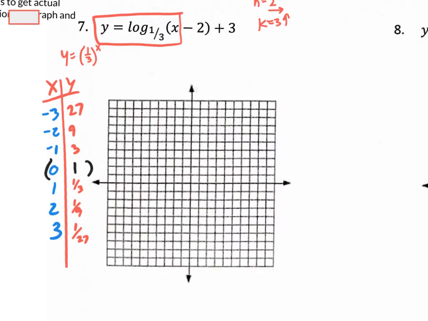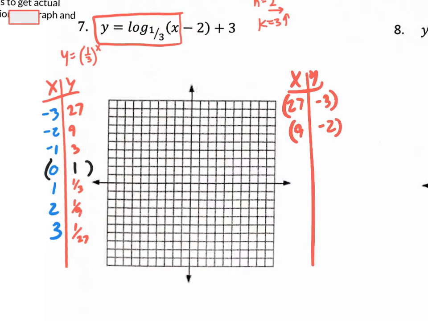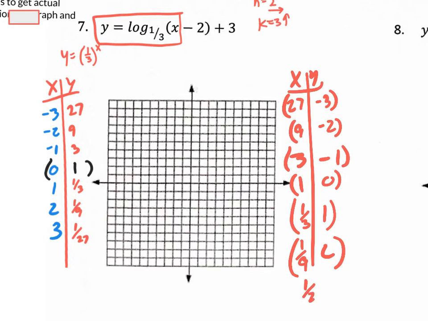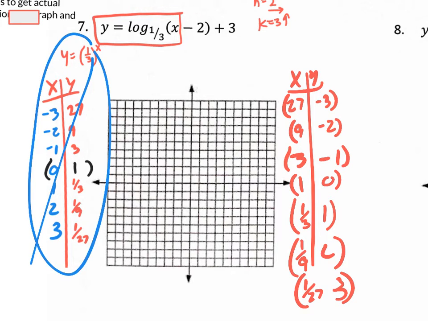So our actual coordinates will be 27, -3. I can't even graph that. 9, -2. 3 and -1. I almost wrote that wrong. 1, 0. 1/3 and 1. 1/9, even closer to 0, and 2. 1/27, even closer to 0, and 3. So those are our actual coordinates. Once you have your actual coordinates, you could just scratch that out so you don't make the mistake of graphing those.